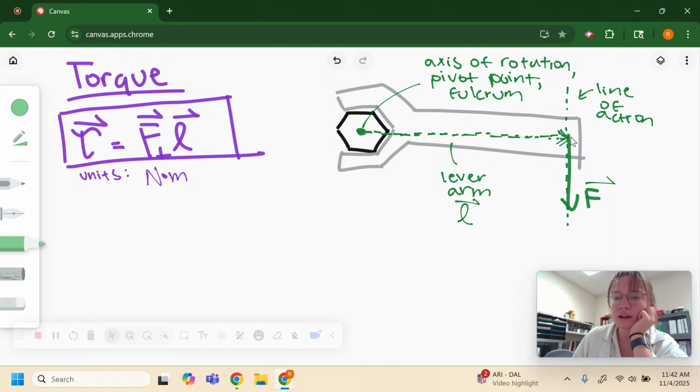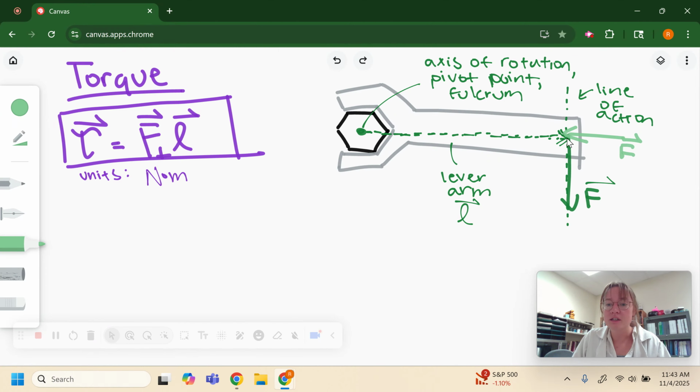Suppose that instead of applying a force like this, I applied a force like this. If I apply a force going this way, that is not going to make this bolt turn. It might make the bolt accelerate this way, but it's not going to make it go in a circle. If you want something to go in a circle, you have to apply a force that is perpendicular to the lever arm. Do you see that the only way to make this go in a circle is to either apply a force down like this or up like this? A force like this would not make this thing turn.